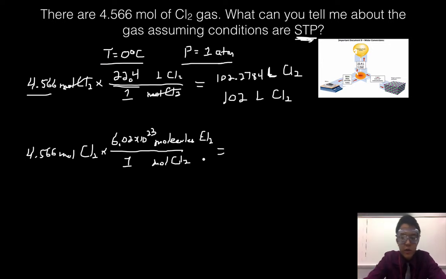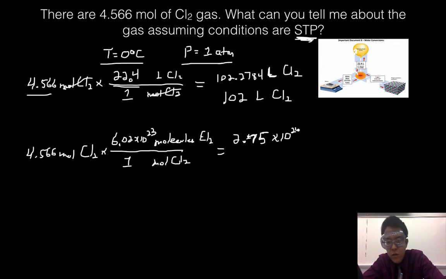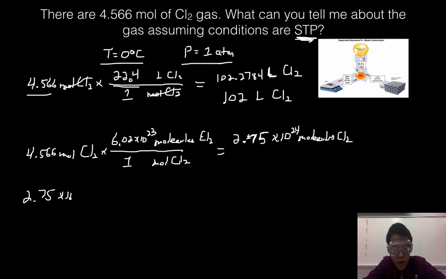And so I can convert. I can take my 4.566 times 6.02 times 10 to the 23rd, and that gives me 2.74, and I've only got 3 sig figs, 48, so 2.75 times 10 to the 24th power. This is molecules of Cl2. Now, I could stop there, and that's fine. I know I have that many molecules of Cl2, but I could do one extra conversion as well, and I can actually tell you how many atoms are in here.